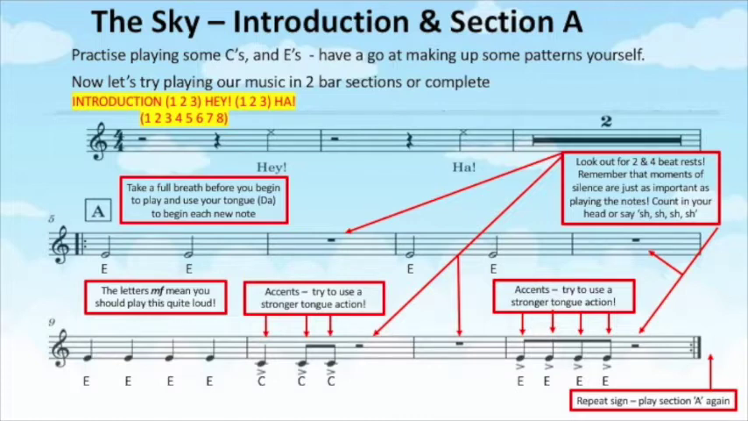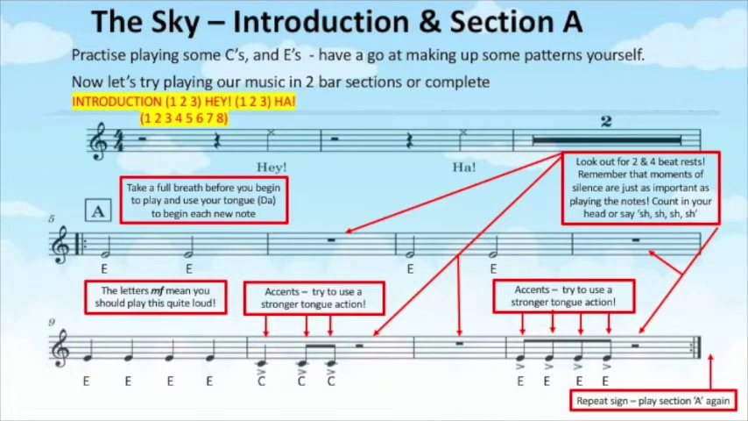You will see an A in a square. This is where we start playing. Take a full breath before you begin to play and remember to use your tongue, either ta or da, to begin each new note. You will notice under the first note the letters MF. This means mezzo forte, which is Italian for moderately loud. So try to play it quite loud.